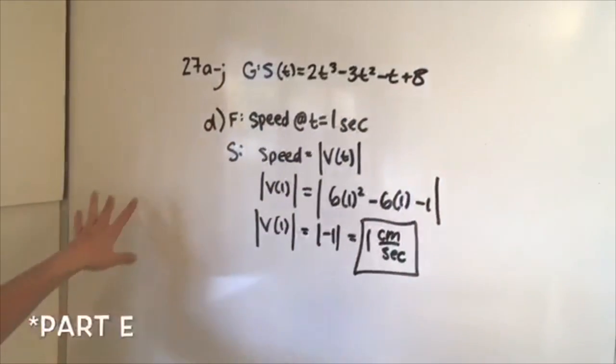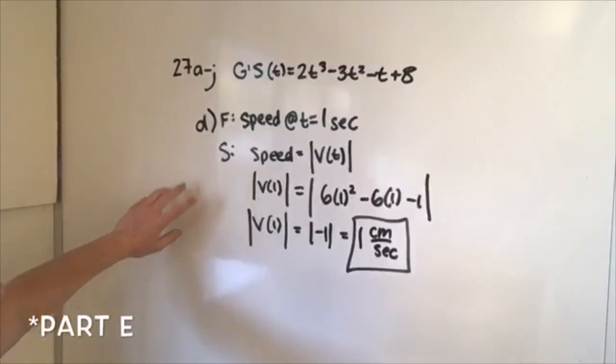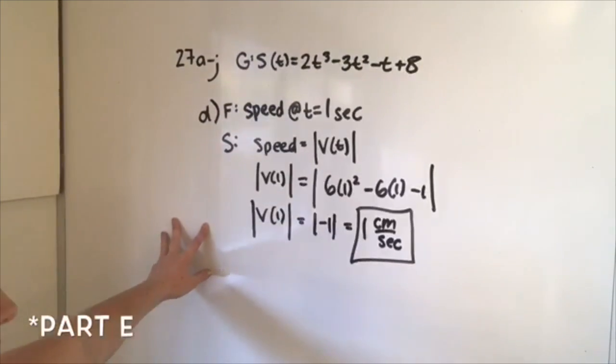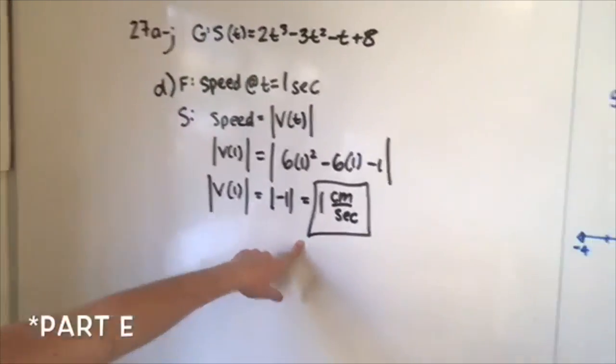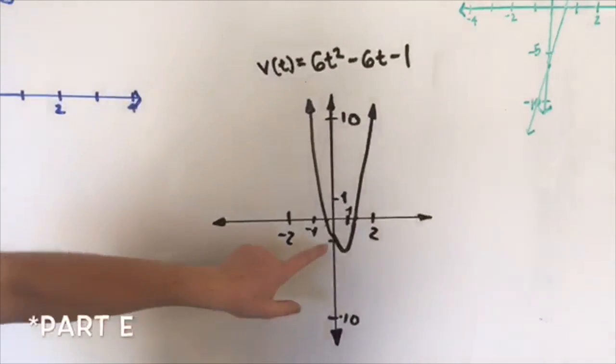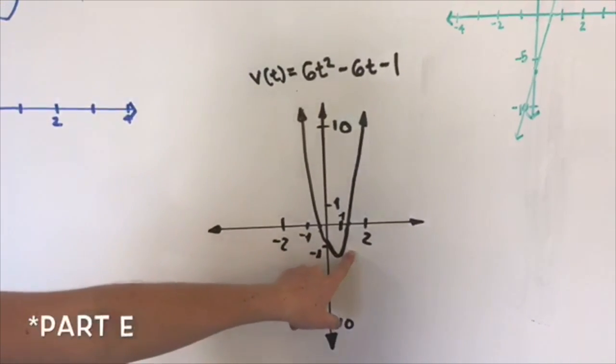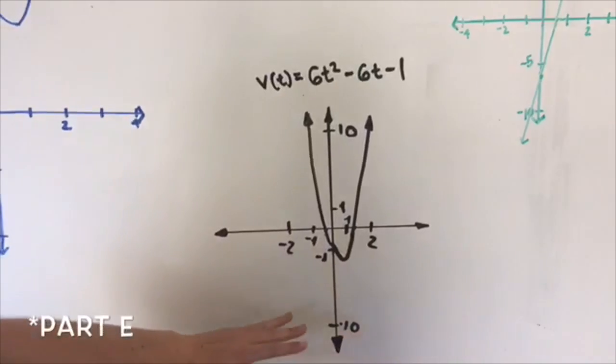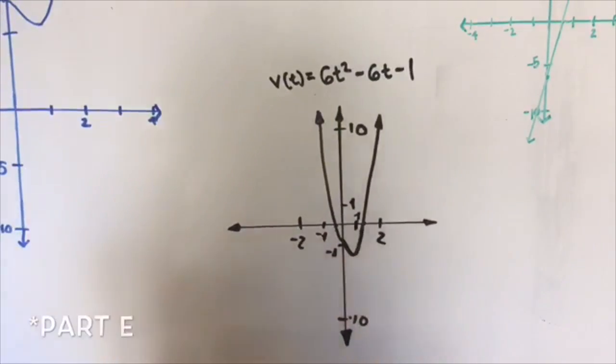For part D, we have to find the speed at t equals 1 second. So we did the whole process of absolute value of velocity, and we got 1 centimeter per second. If you look over here at the velocity graph, you can see at 1 second, the velocity is -1, but speed, since it's the absolute value of velocity, would be 1. So that's how we know it's 1 centimeter per second.